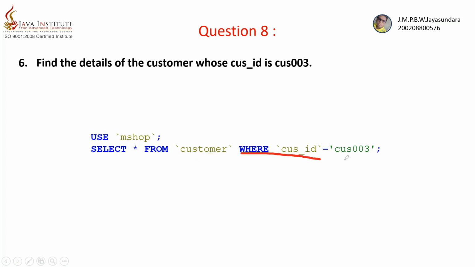And in here we have given a condition using where keyword. After that in here we have given a column and then in here the value. And what this says is select all columns from customer table and where customer ID column value is equal to CUS003. So it's going to load all the data from customer table which row cus ID is equal to CUS003.